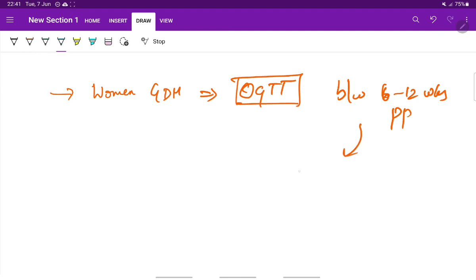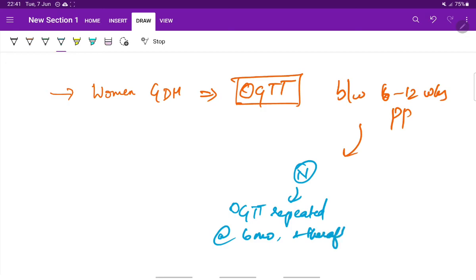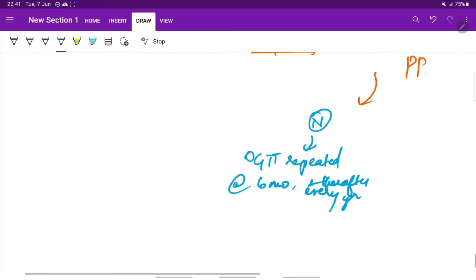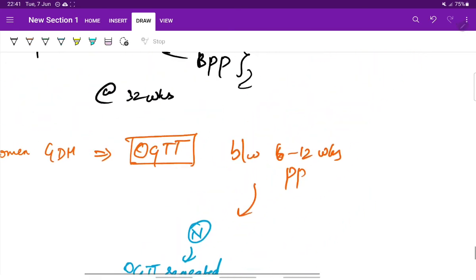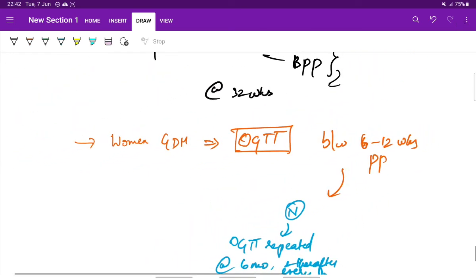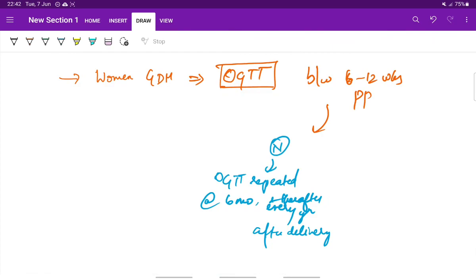If it comes out to be normal, then the OGTT is to be repeated at 6 months and thereafter every year after delivery. So this is about the postpartum testing in mothers with gestational diabetes mellitus.